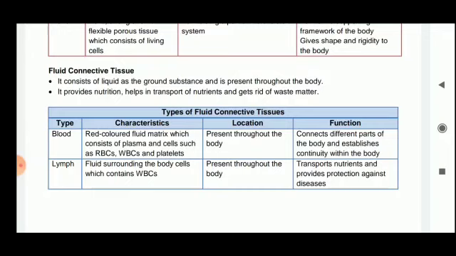It is present throughout the body and its function is what? Transport nutrients and provide protection against diseases. So lymph plays a very important role in immunity, in enhancing your immunity. If I ask the question, what is the main function of lymph, then you will say that it provides protection against different kinds of diseases. So it is basically helpful in maintaining or enhancing your immunity power.